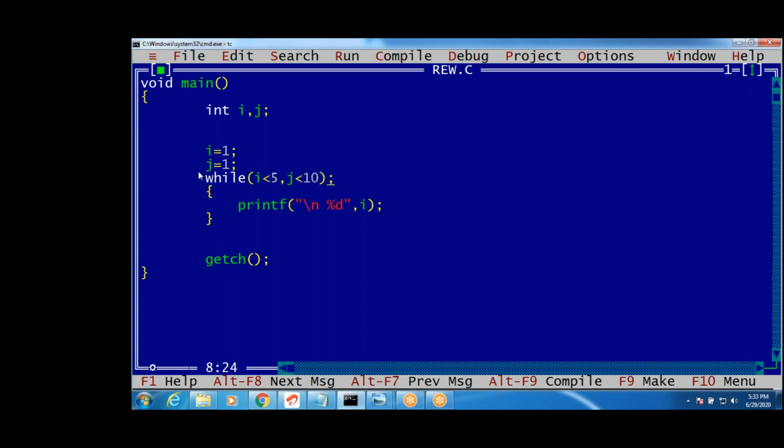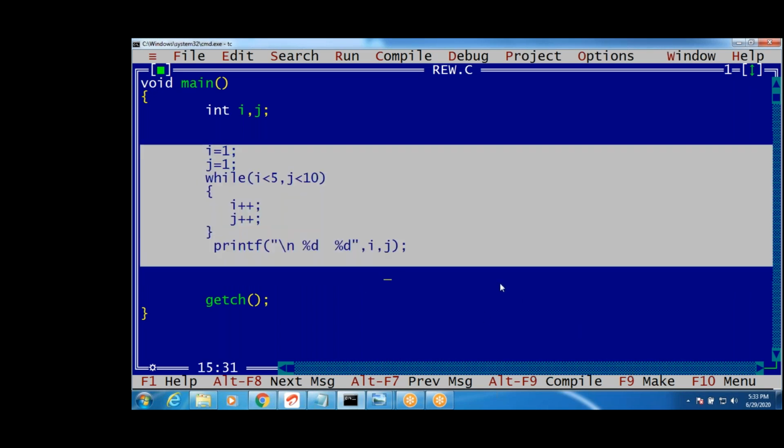printf. See this. %d %d, i comma j values. Write it and tell me the output, guys. Yeah, guys, tell me the output.